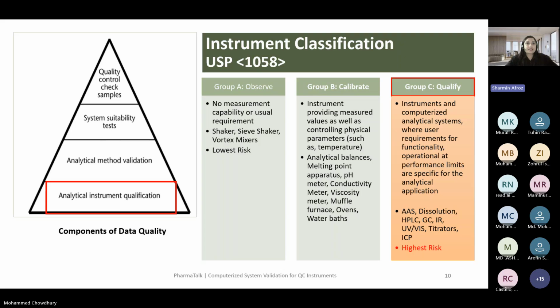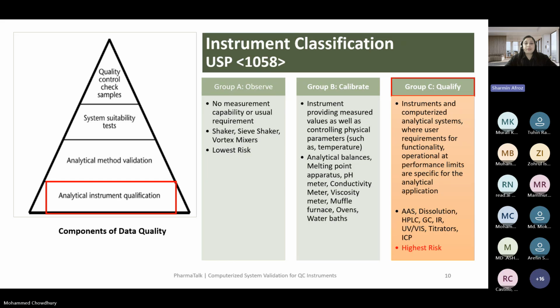USP 1058 classifies instruments into three groups based on the risk. Let me check the first group, Group A. Group A is the lowest risk instrument, and examples of this group are shaker, sieve shaker, vortex mixer. These have no measurement capability or usual requirement.